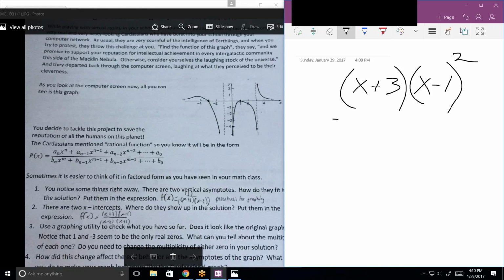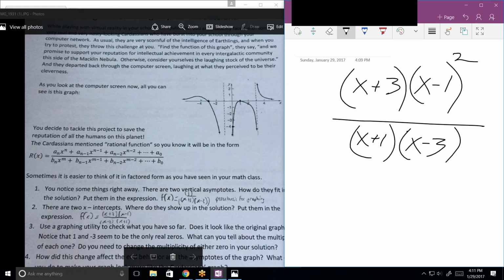Now, because of that multiplicity, remember if it's odd multiplicity, it goes through the axis. If it's even multiplicity, it kisses the axis and turns around. Now, so far we've got this, but there's a problem with this as an answer. Yeah, the problem is when you put this into the calculator, the line on the left does not open up the right way.